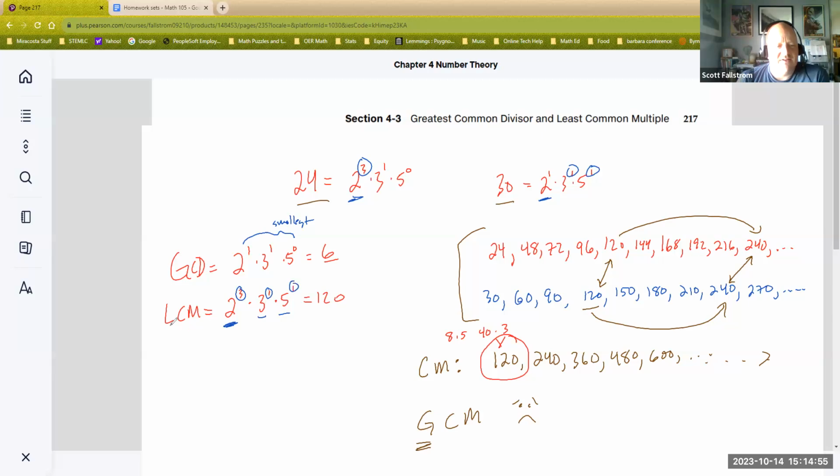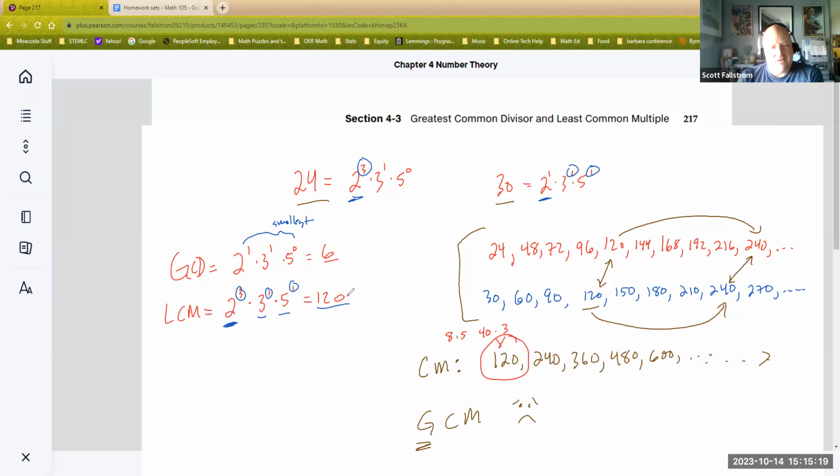So for the greatest common divisor, you pick the smallest exponent on those shared primes. For the least common multiple, you actually choose the biggest one because we need it to be a multiple of both, and that's how you get 120. Okay. Perfect.